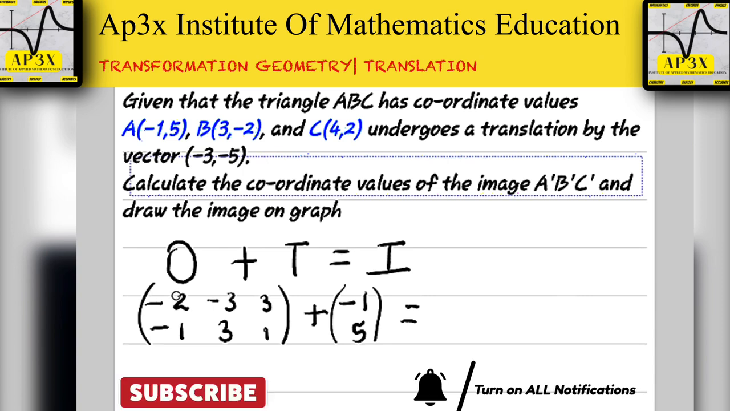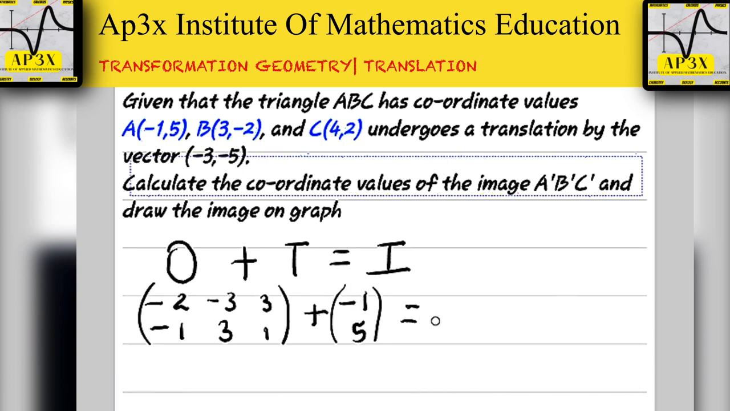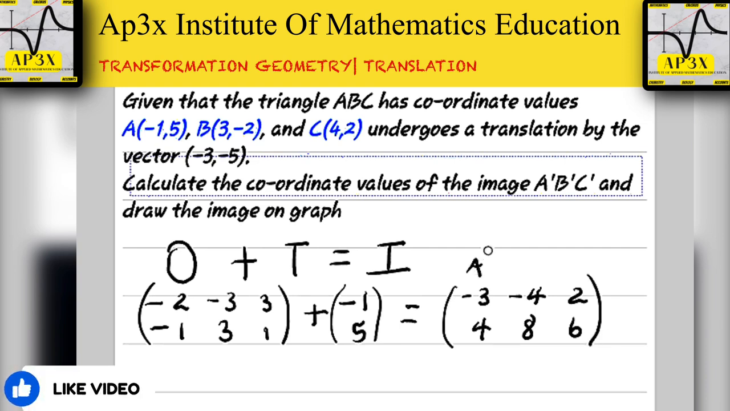So -2 at the top plus -1 equals -3. And then of course -3 plus -1, that's -4. And 3 plus -1 is 2 at the bottom. -1 plus 5 is 4. 3 plus 5 is 8. 1 plus 5 is 6. And so this becomes my A prime, B prime, C prime.